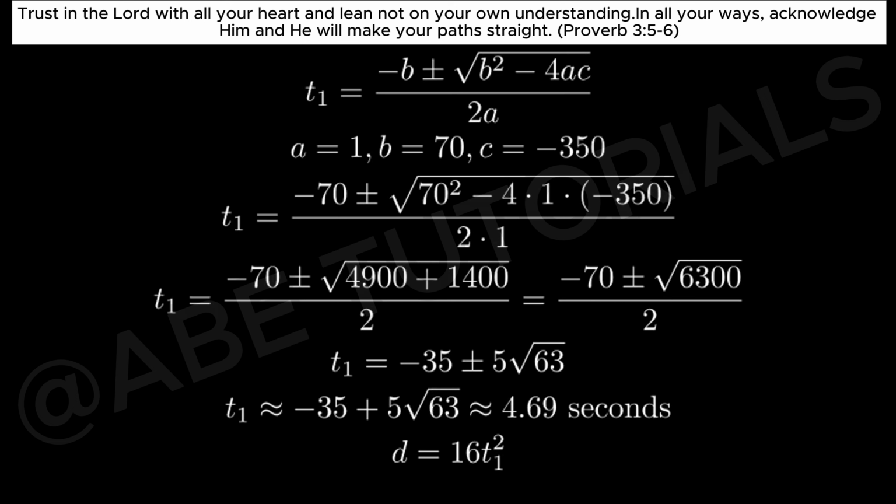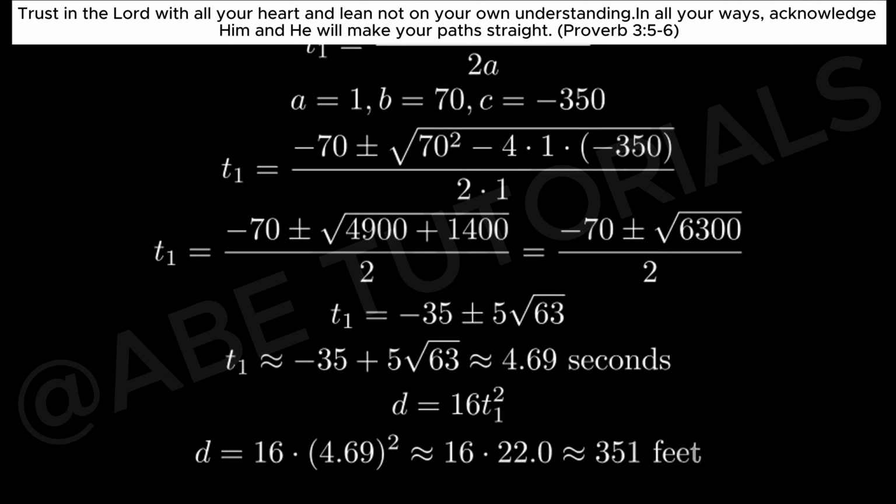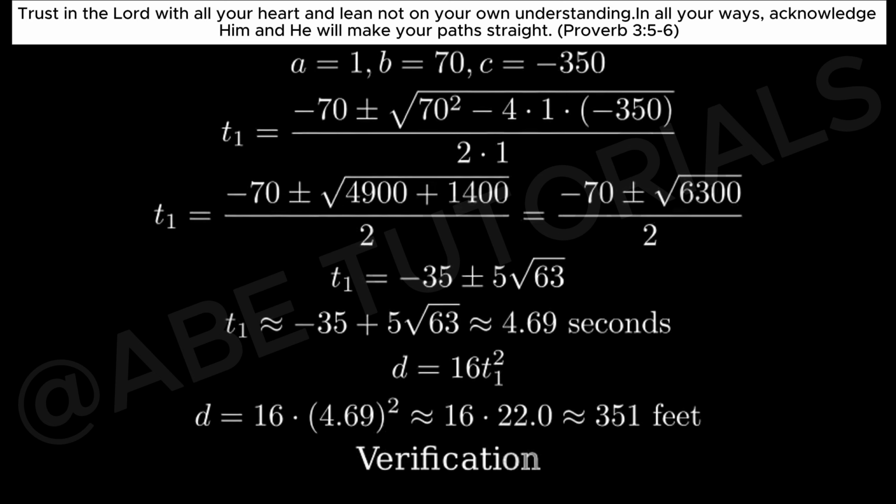Now that we know t1, we can find the depth of the well. We had the equation d equals 16 times t1 squared. Substituting our value of t1, we get d equals 16 times 4.69 squared, which gives us d approximately equals 351 feet. Let's verify our answer.